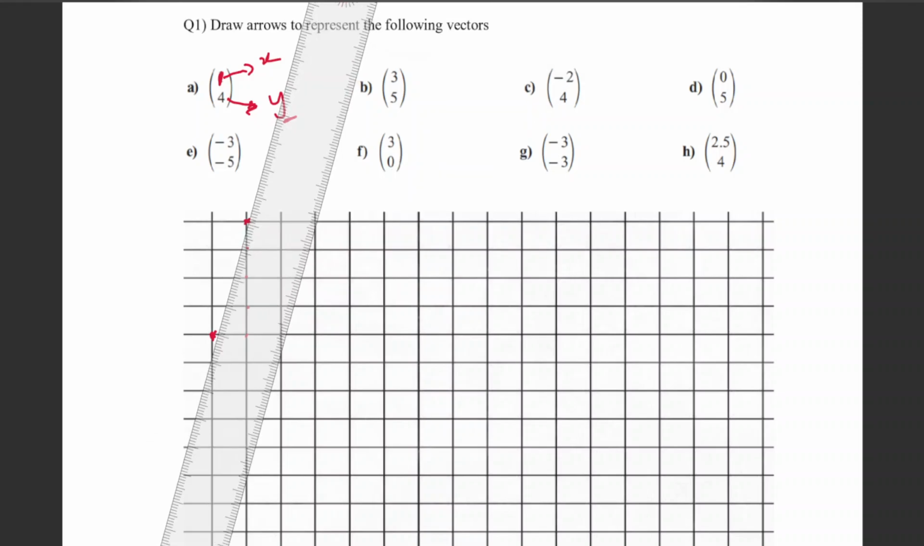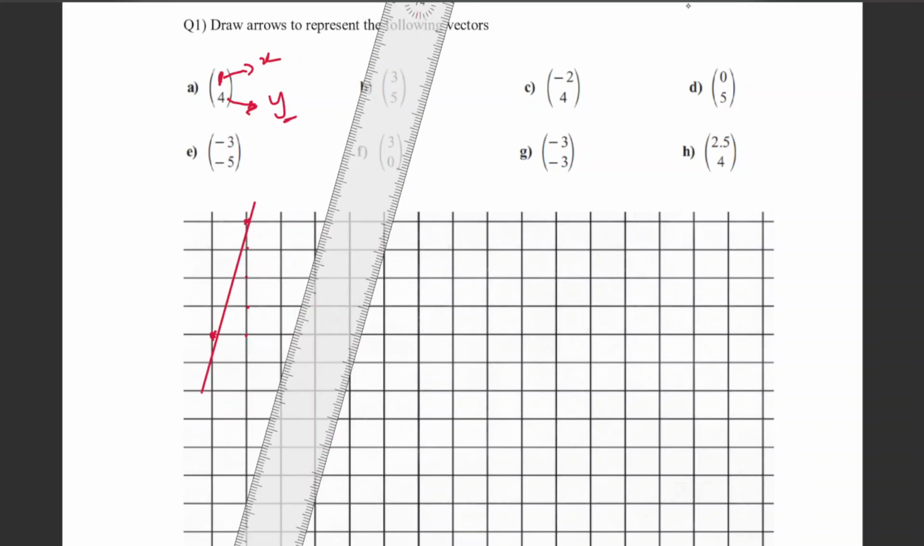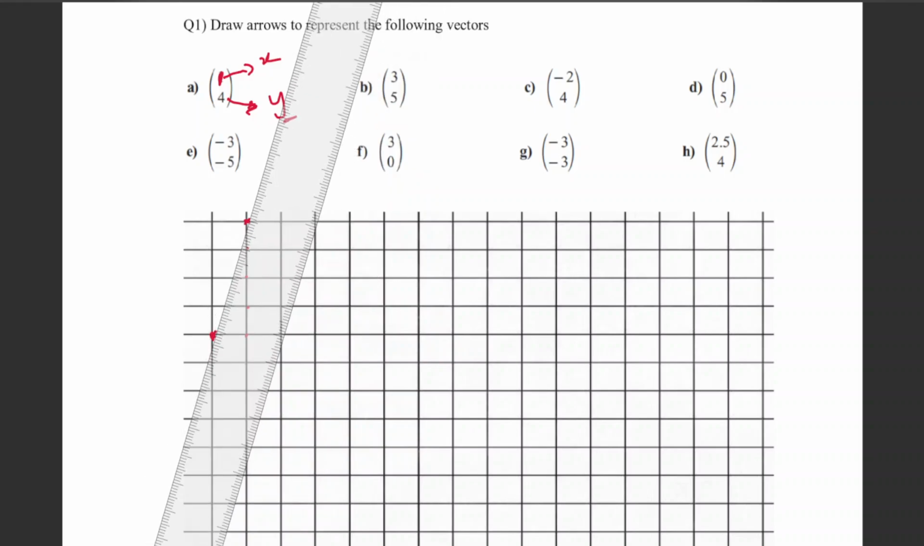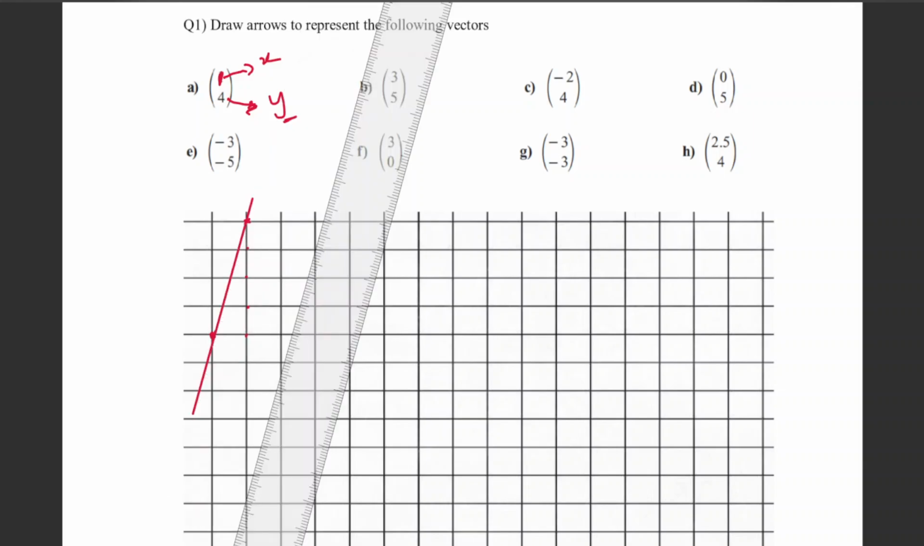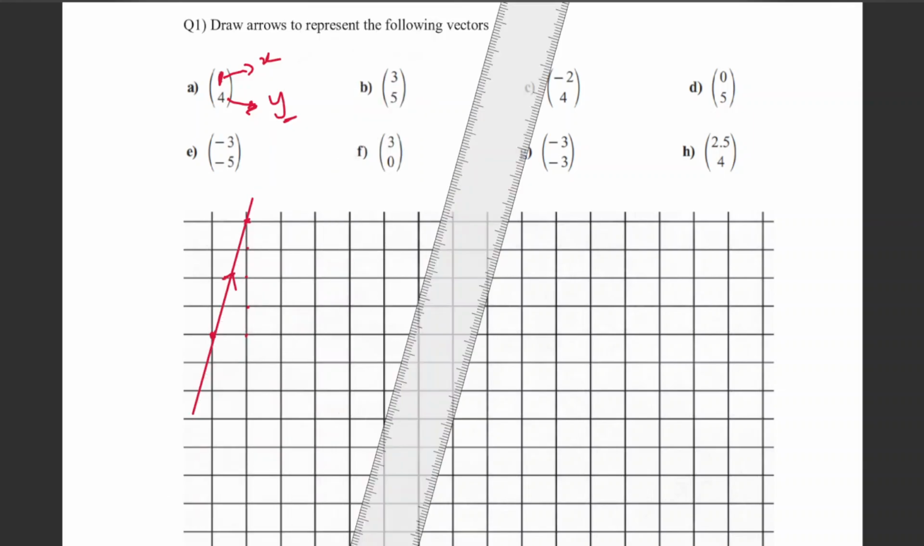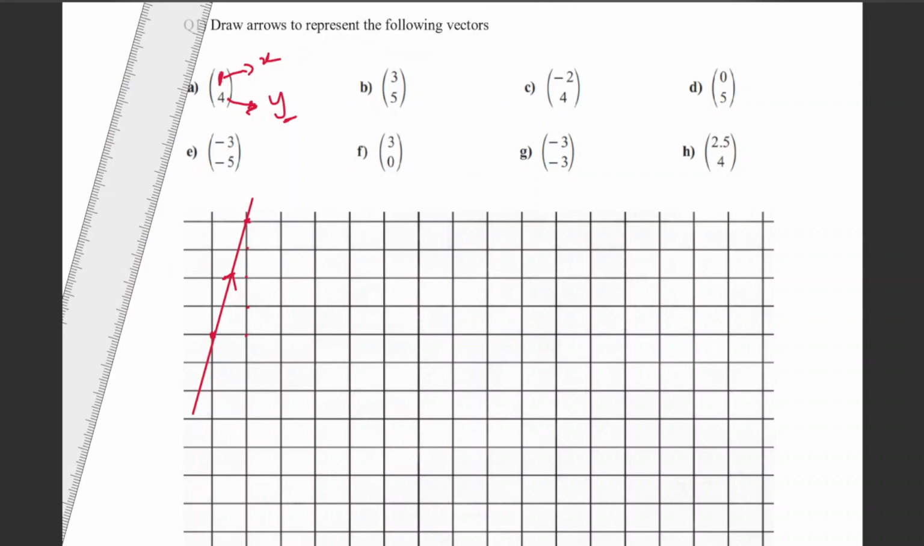Also remember that the line should also have the direction. As I told you, if you are drawing, the line should also have direction, then only we are representing it in column vector. Okay, this line now has direction. So this is the A part, we represent this line.